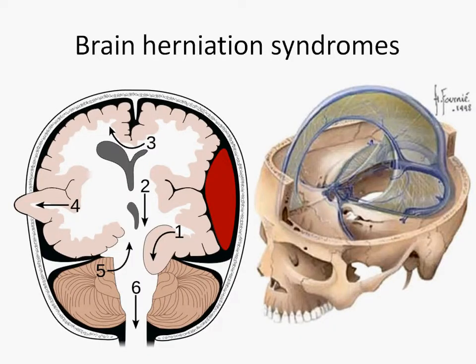So let's look at what the consequences of an expanding haematoma are, and what happens if intracranial pressure is going to rise too much. So basically, why are we trying to prevent a rise in intracranial pressure? Well, we end up with herniation syndromes. Okay, let's have a look at this image over here on your right first of all.